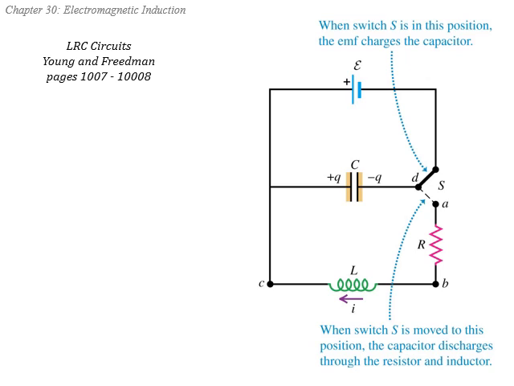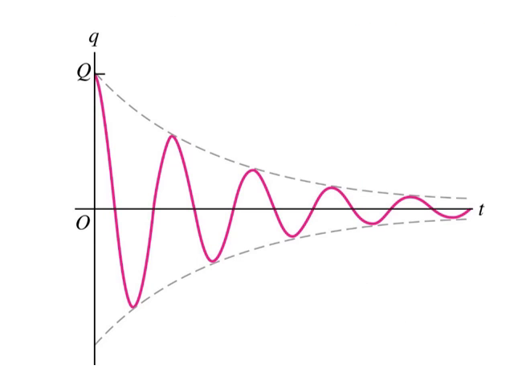Then it's going to transfer back from the magnetic field of the inductor to the electric field of the capacitor, but it will be a little bit less again. What would that energy look like over time? Well, what would happen is that the energy would oscillate, but it would get less and less over time.